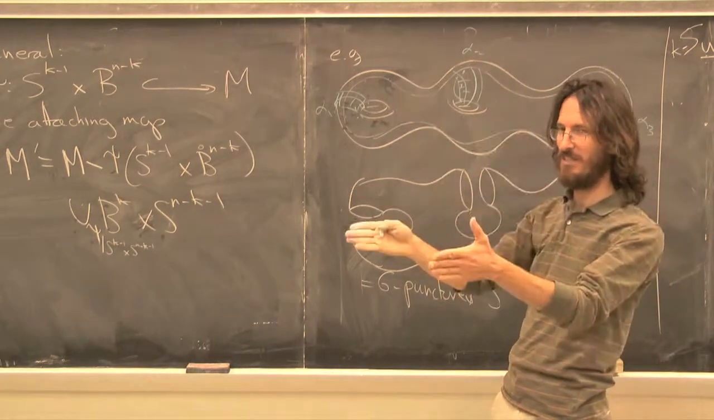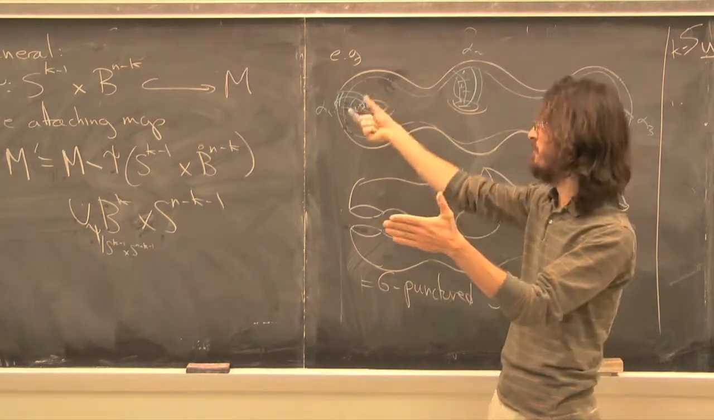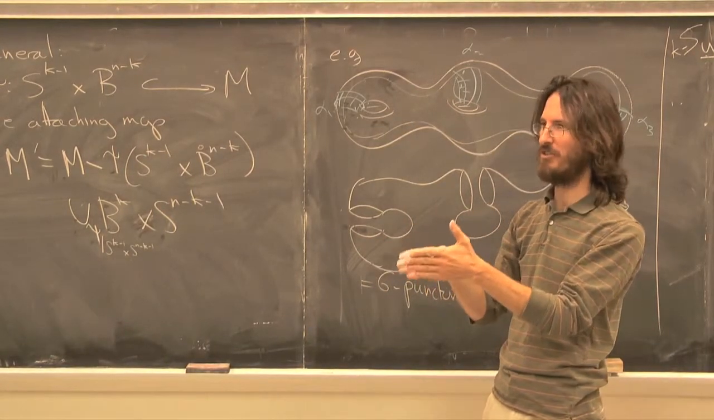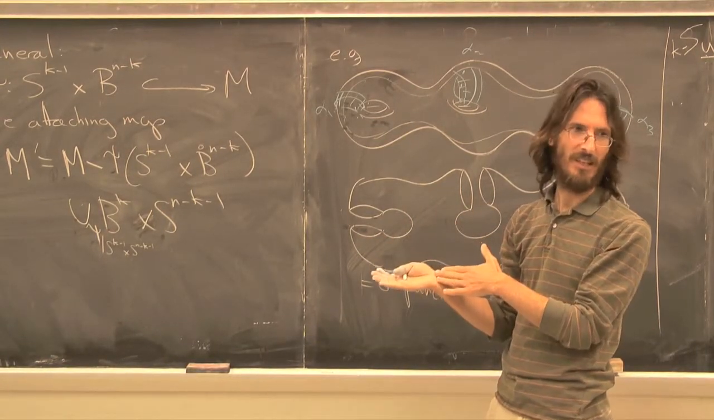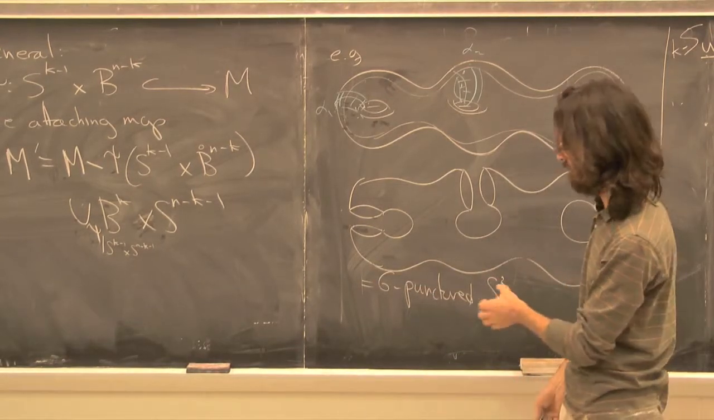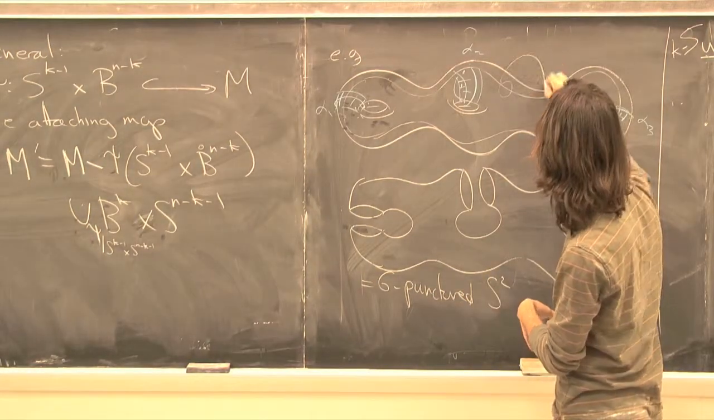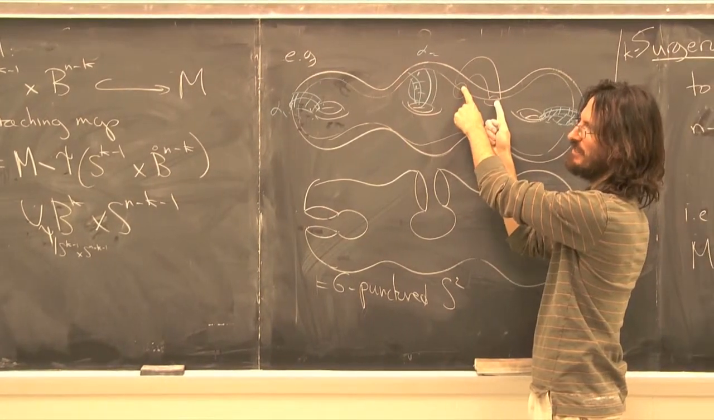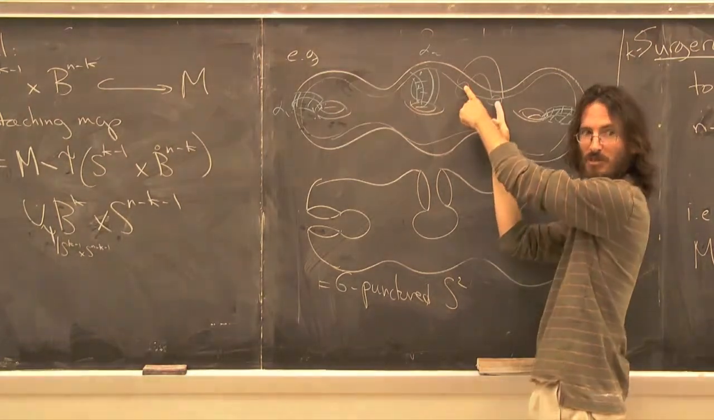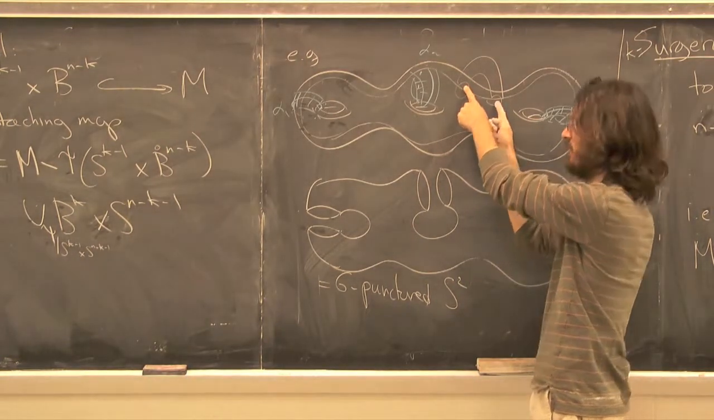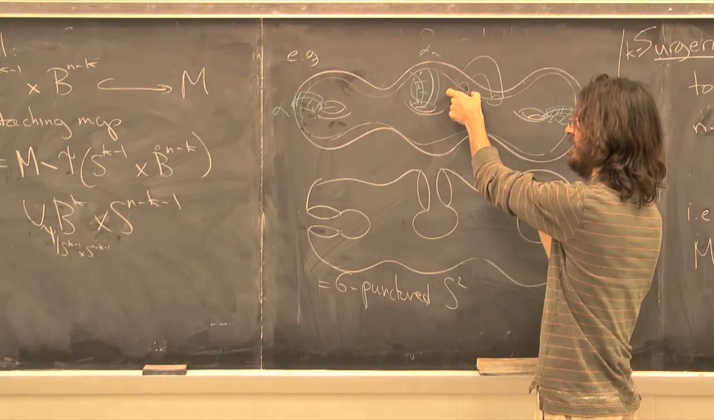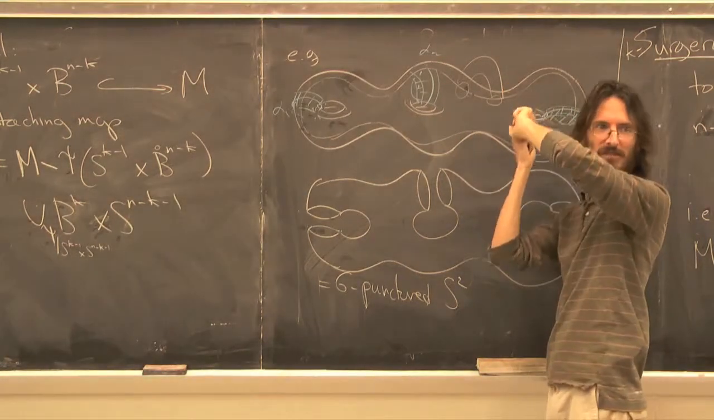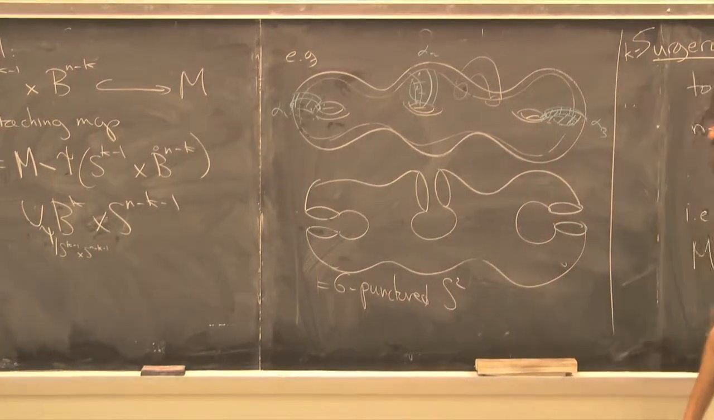B2 cross S0 is two disks, S1 cross B1 is an annulus. We remove an annulus, replace it with two disks, and that's what one surgery on the surface is. Zero surgery on the surface, for example, would be attaching a one handle. Zero surgery removes S0 cross B2, two disks, and replaces it with B1 cross S1. That's zero surgery on the surface.